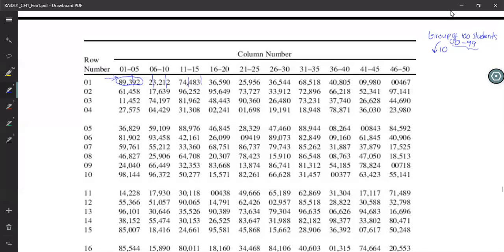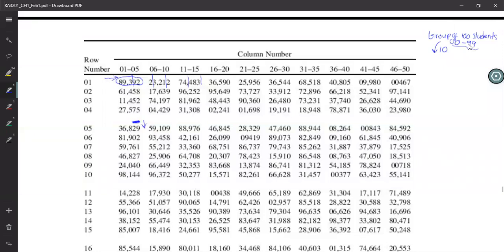Is that clear? If you want to represent 100 students, you name them from 0 to 99. And out of the range 0 to 99, you have to pick only 10 numbers of 2 digits. Now I'm going to decide the starting point. There's no method to decide where you are going to start, it's up to you. So I'm going to start from this place, 29, and I'm going to go from top to bottom.